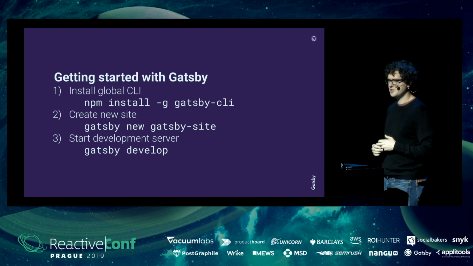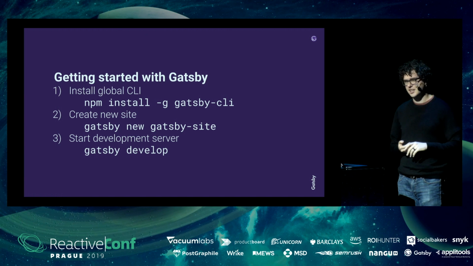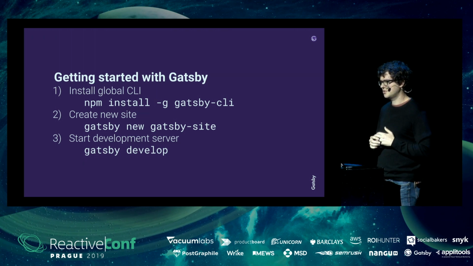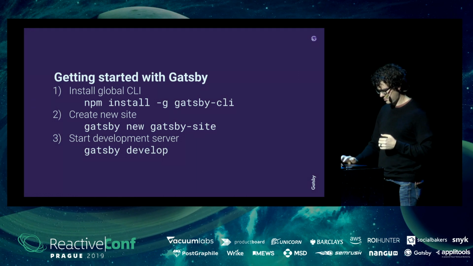Getting started with Gatsby is super simple. It's three steps. Install the CLI, and then you run gatsby new to create a new site. There's a default starter, and then there are hundreds of starters that the community has created. Gatsby can be used for all sorts of things, like e-commerce, blogs, portfolio sites, marketing sites, almost anything you can imagine. And then there's a develop server, gatsby develop.